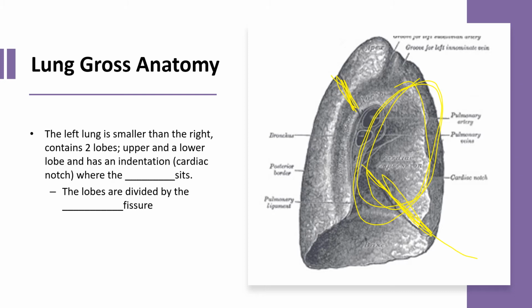You also have your thymus and some lymph tissue and things like that in there as well. So primarily this is considered where the heart sits. That was supposed to be a heart, right? Good thing this is not art school. All right. The lobes are divided by what fissure? That is going to be the oblique fissure. O-B-L-I-Q-U-E. Oblique fissure.